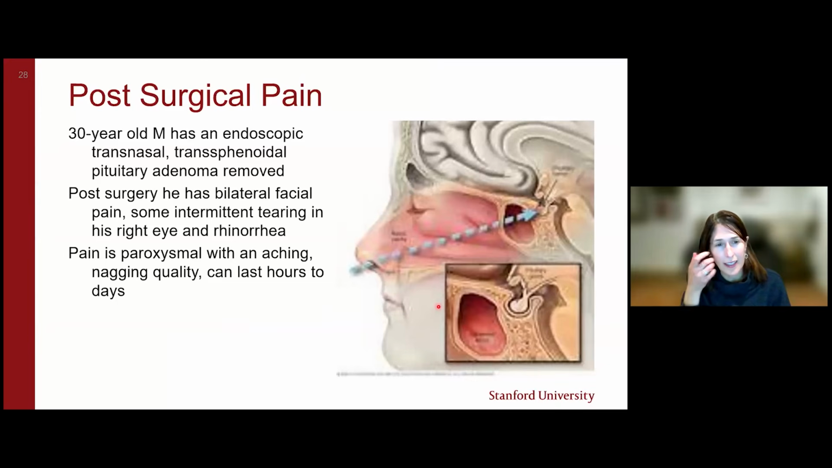There's one other type of neuralgia, and I'm going to present a case here of a 30-year-old who had a pituitary tumor. And here's where the pituitary lies, the tip of this arrow here. Sorry, this picture's a little blurry. He had this surgery where they actually go through your nose, through the sinus, through another sinus, which is called the sphenoid sinus, and then to access the pituitary. Post-surgically, he had a lot of facial pain. Sometimes he had some tearing in his right eye and some dripping mucus coming out of his right nose. This was a sharp pain, but also an aching and nagging pain. It would last hours to days and go away, and then it would come back. And it was very, very hard for him.